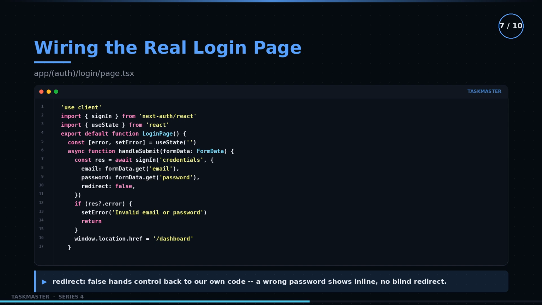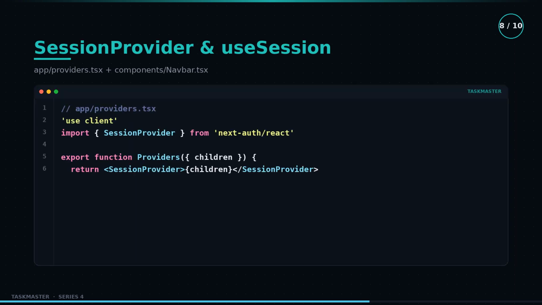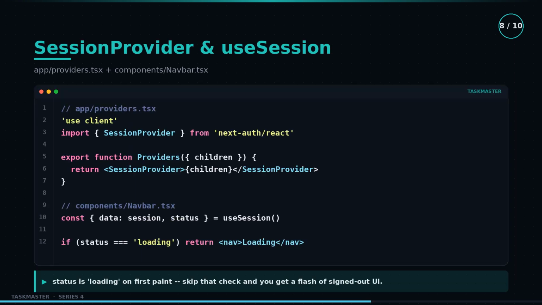Step 2. Session provider and useSession. Server components can call auth directly. But client components, anything interactive, like a header that needs to show a name, need the session wrapped in context first. /app/providers.tsx. 'use client', import SessionProvider from next-auth/react. Export function Providers({ children }: { children: React.ReactNode }). Return SessionProvider, children. Wrap the root layout with it once, and every client component underneath can call useSession.